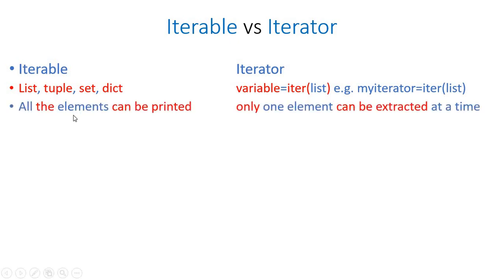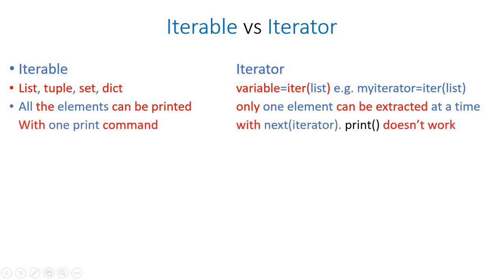All the elements of an iterable can be printed with one print command. You just apply the print command on a list, tuple, set or dictionary. All the elements present inside the list or tuple will be printed on the screen. However, on the other side, only one element can be extracted at a time with the next command, not with print, because you cannot use the print command on iterators.